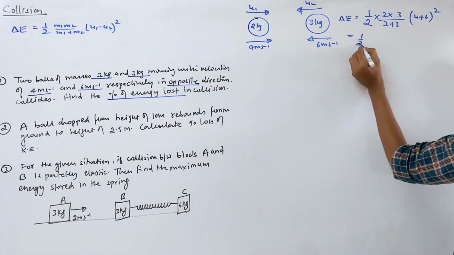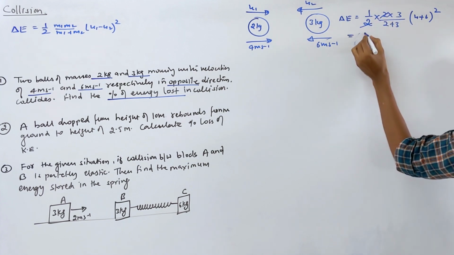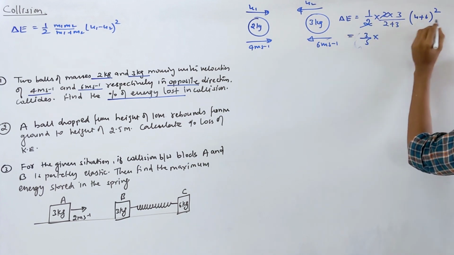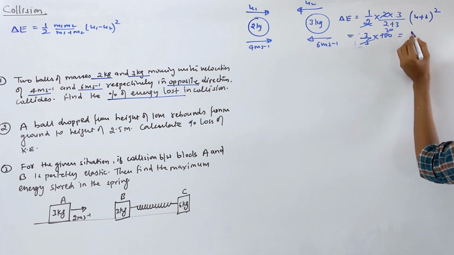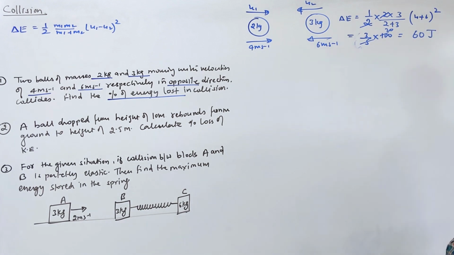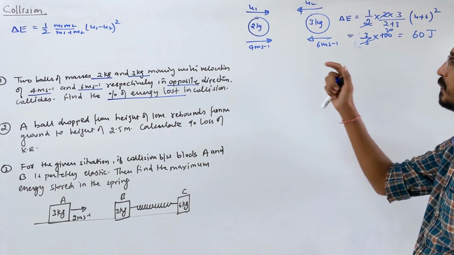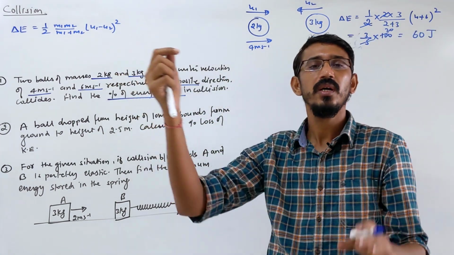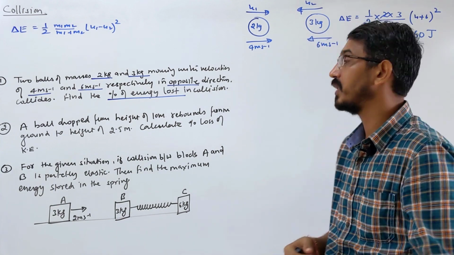So 1 by 2, okay, let's solve this number. This gets canceled here, we are getting 3 by 5, and this becomes 10 squared, meaning 100. So 5 goes 20 times, and this becomes 60 joule. We are finding 60 joule energy is lost. So they are asking what is the percentage of energy lost. If they are asking just how much energy is lost, that's the answer, 60 joule.